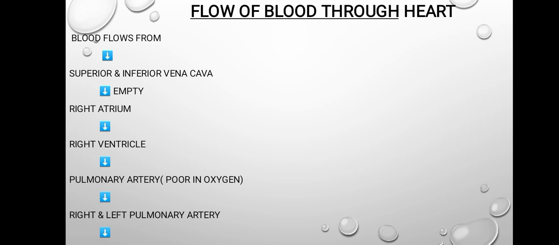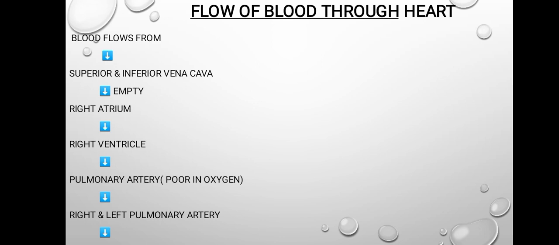And this is the circulation of blood through the heart. Firstly, blood flows from the superior and inferior vena cava. As I told you earlier, these two vena cavas carry deoxygenated blood from the whole body. The superior vena cava carries blood from the upper body part, and the inferior vena cava carries blood from the lower and bottom part of the body. And then it empties into the right atrium, and the right atrium directly delivers the blood into the right ventricle through the tricuspid valve. Then blood enters the pulmonary artery, which is poor in oxygen.